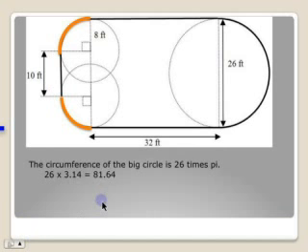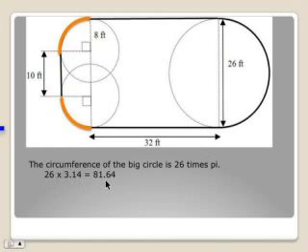All right, now we can turn our attention to the big circle. The circumference of the big circle would be 26 times pi, right? Because it's the diameter times pi. This time the diameter is given for us. We're not given the radius, we're just given the diameter. So this circle is 26 feet across, which means that its circumference, the distance around it, is going to be 26 times pi.